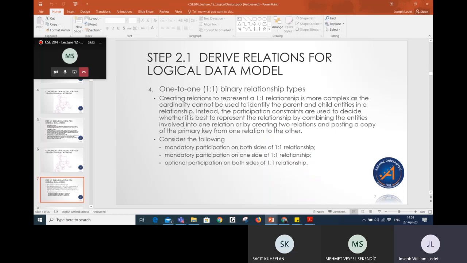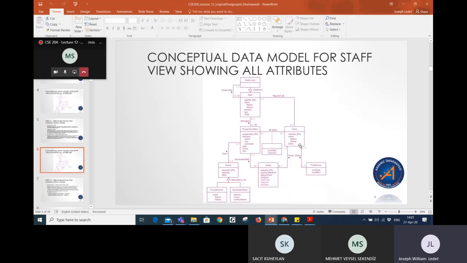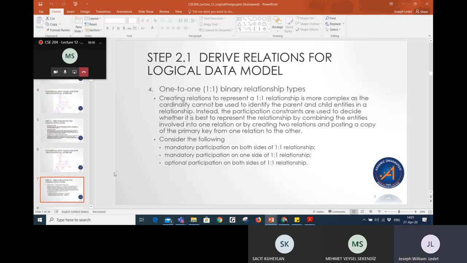Mandatory participation on one side, but not the other, would mean that maybe a client must have a preference, but a preference doesn't have to have a client. Actually, that wouldn't make any sense. You could say a preference must have a client if it exists, but a client does not have to have a preference. They could just want whatever they want. So that's one option.